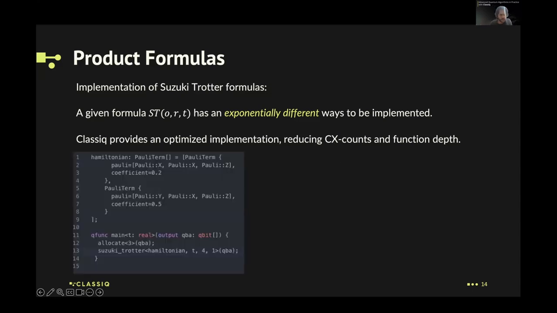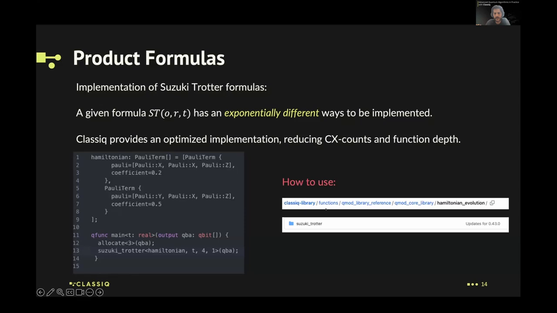Okay, so this is, for example, how I would call Suzuki-Trotter with my Hamiltonian that is defined here. This is the evolution time T, and I'm doing order four and one repetition. So this is a built-in function, and as I said, compared to just trying to write it yourself and choosing some different implementations, in our case, the CX count will be reduced by quite a lot. And again, under this path, you can look at more examples.